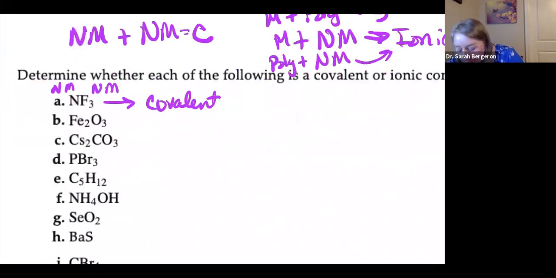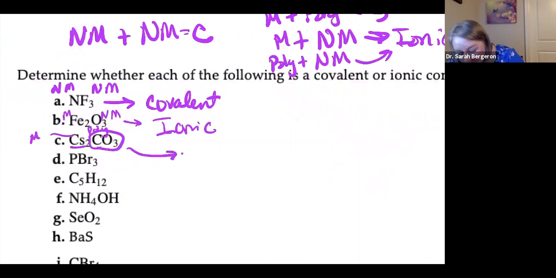Okay, so let's do the next one. Fe2O3. Fe is a metal, oxygen is a nonmetal, so a metal and a nonmetal tells us ionic. Cs2CO3. Cs is a metal. You just got to go look on the periodic table. CO3, this whole thing is a polyatomic. So a metal plus a polyatomic is going to give us an ionic. Okay, let's see. Not too much. PBr3. P is a nonmetal. Br is a nonmetal. Ooh, two nonmetals. That must be covalent.